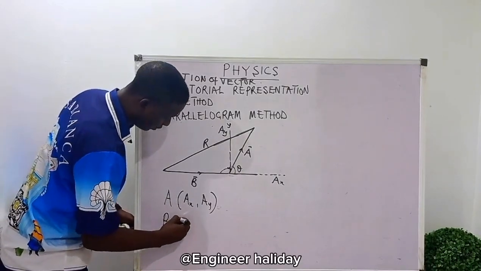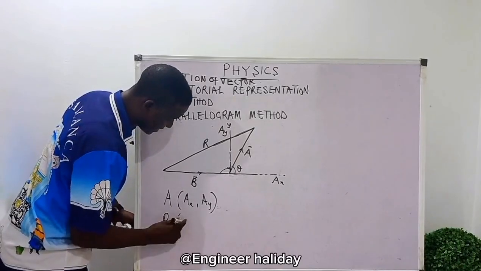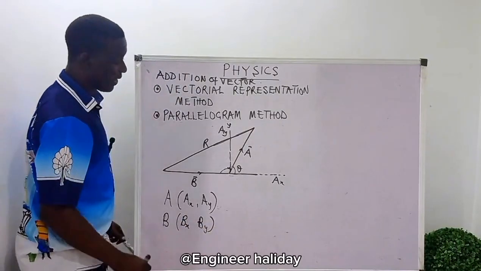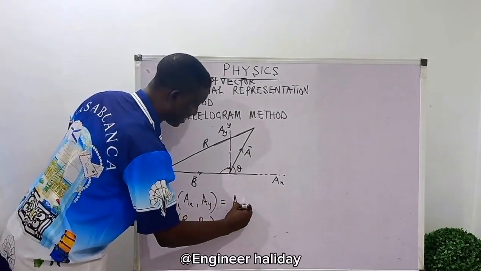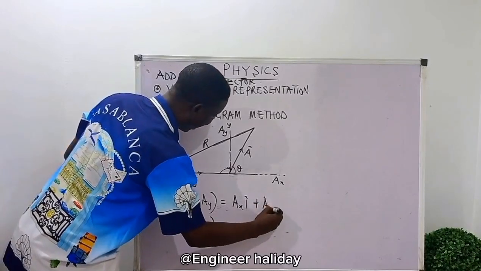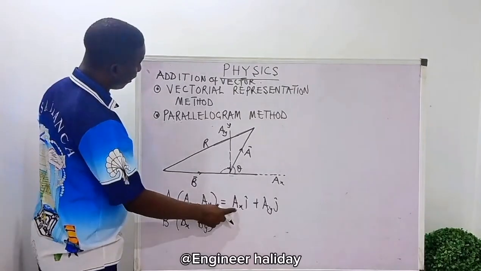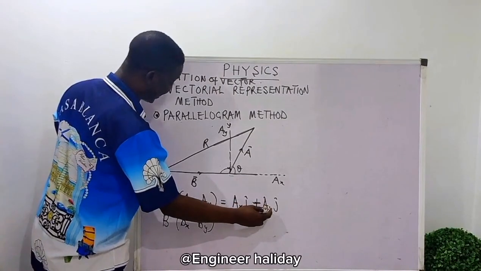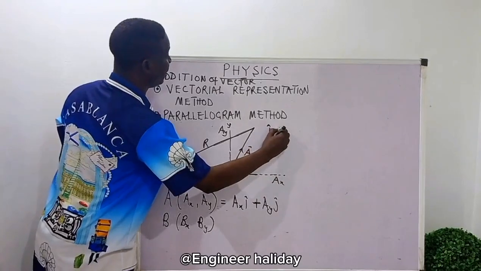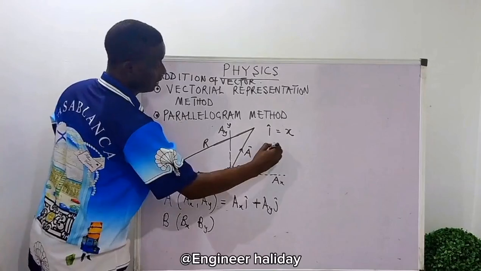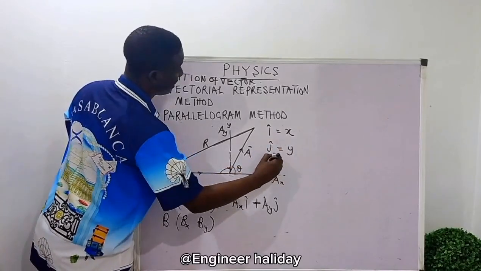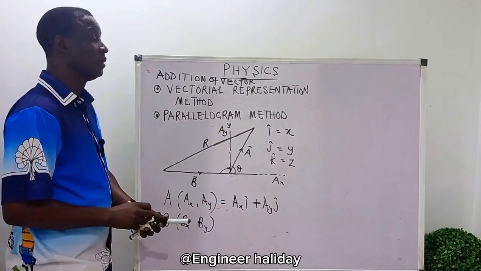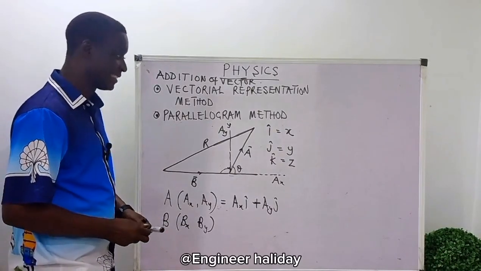B will now also have Bx and By. Now in vector form we can also write this as Ax i plus Ay j. That means the resolution of A on the x-axis, and the resolution of A on the y-axis, which is j. Don't forget, i is the unit vector of x, j is the unit vector of y, and k is the unit vector of z, to show the directional part of all these axes, you understand?